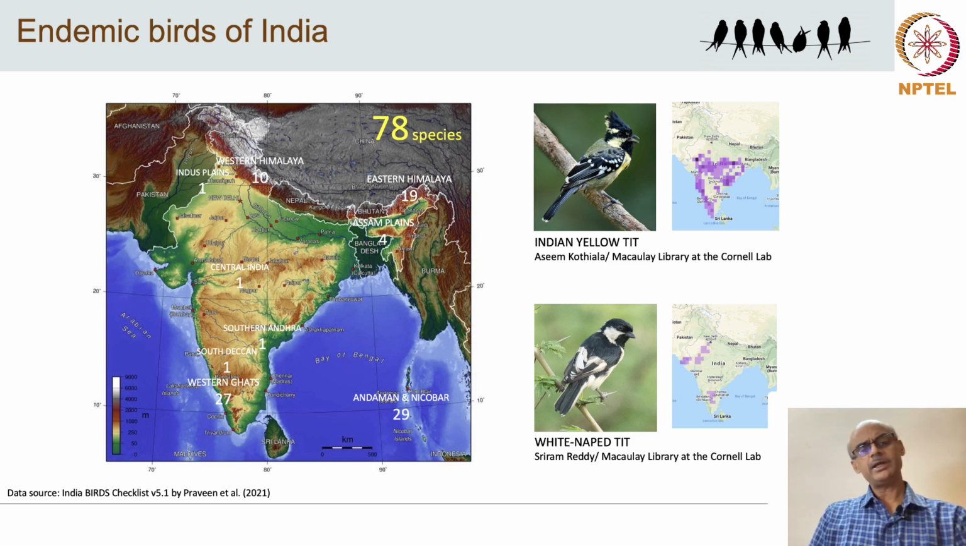And Western Himalaya has 10 species in contrast to Eastern Himalaya, which has 19 species among the endemics. And of course, Assam Plains has 4 species, and other biogeographical units have 1 species each, like Indus Plain, Central India, like the forest owlet, Southern Andhra Pradesh, like Jerdon's courser, and Deccan, South Deccan, the yellow-throated bulbul.